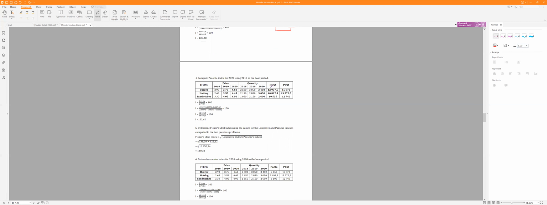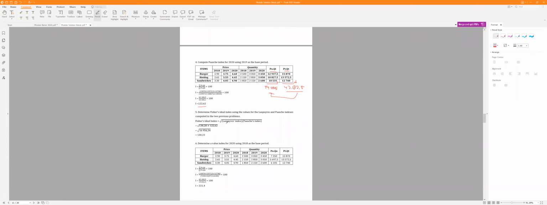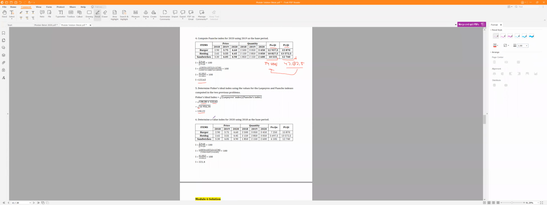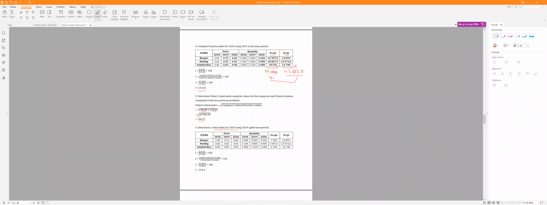So it's P0 times QT and PT times QT instead of P0 times Q0 and PT times Q0. So yeah, remember that. For Paasche and Laspeyres again and again, I remind you to please remember the difference. Right, so PT times QT, and then you sum it, 41,182.5, and for P0 times QT, that's 34,401. And then you divide this and this, you get 122.62. And for Fisher, just multiply Laspeyres and Paasche, and then you square root it. You get 130.22, right?